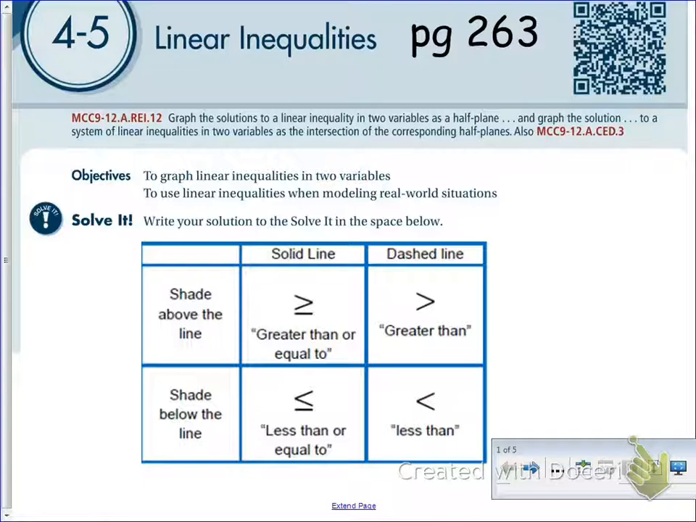Looking at the top, my line is solid if it has an equal to with both the greater than or less than, and it's a dashed line if it's just greater than or just less than. Now this table is going to be very helpful for you during REI 12.